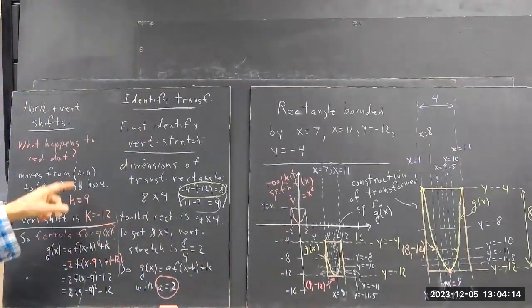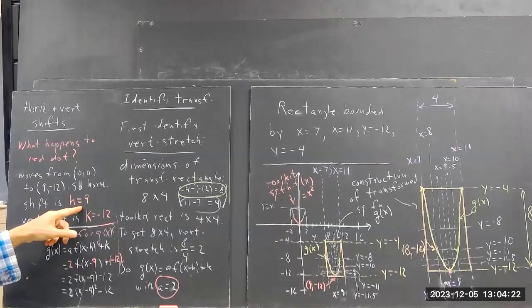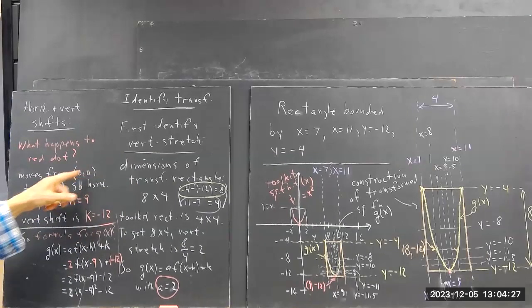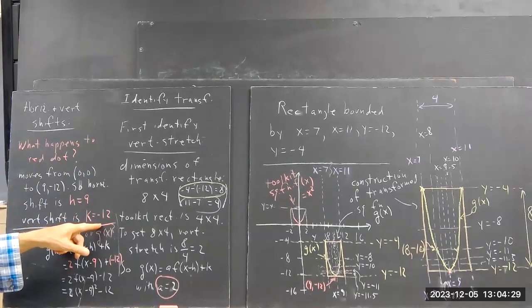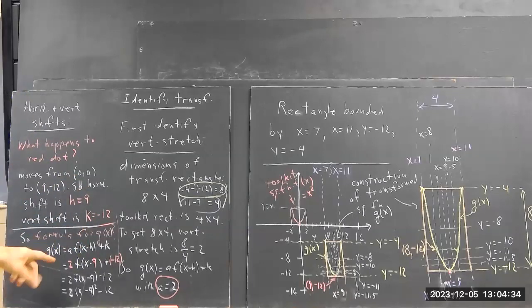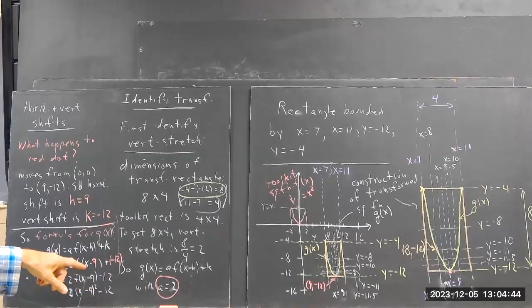Our horizontal shift is, well, we're shifting from 0, 0 to 9, -12. Horizontally, we're moving from 0 to 9, so h equals 9. Horizontal shift. Vertical shift, we go from 0 to -12. Well, that's a shift of -12, and that's k. So there's h and k. Now we plug in h and k. Here's our formula for our g of x function. We plug in for a is 2. We plug in for h is 9, so h becomes 9, and k becomes -12.